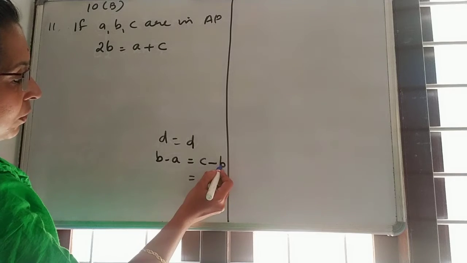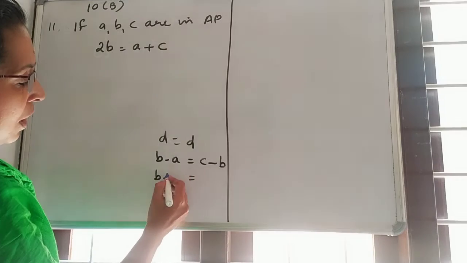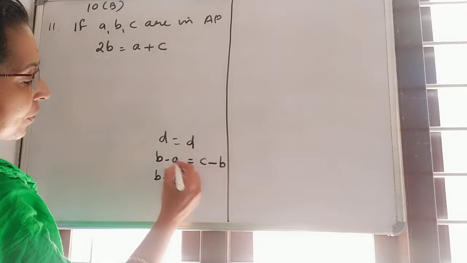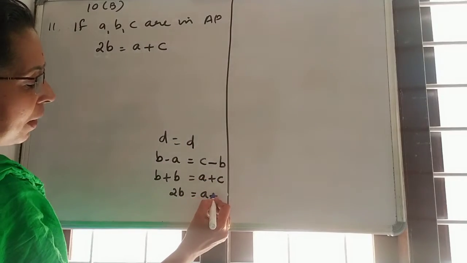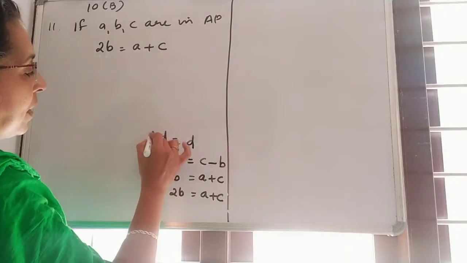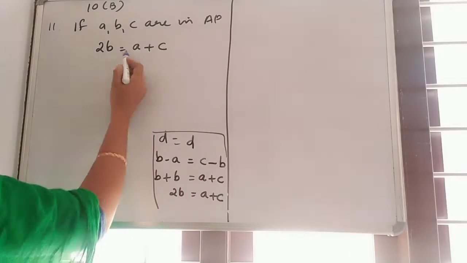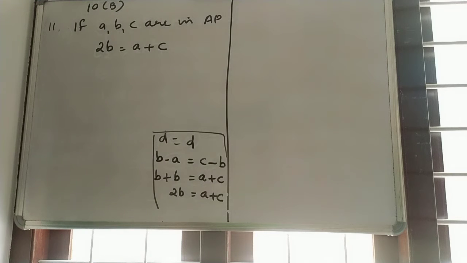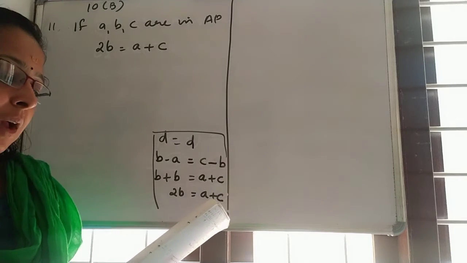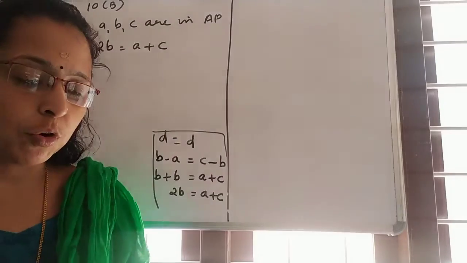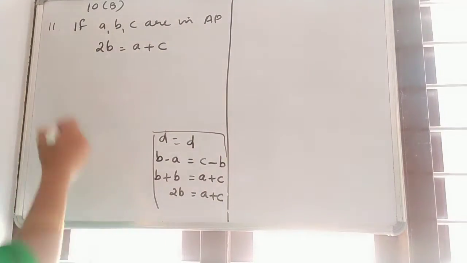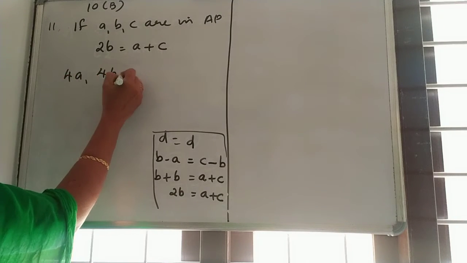So how can we do? B plus B is equal to, A will become positive, A plus C. So that is 2B is equal to A plus C. So if A, B, C are in AP, we can directly write 2B is equal to A plus C. What we want to find out? We want to find out whether 4A, 4B, 4C are in AP. So look at 4A, 4B and 4C.